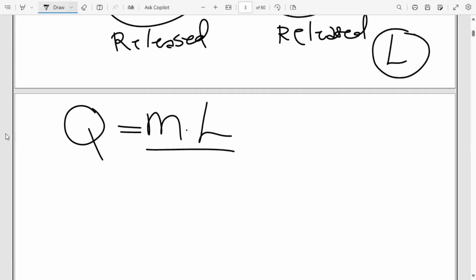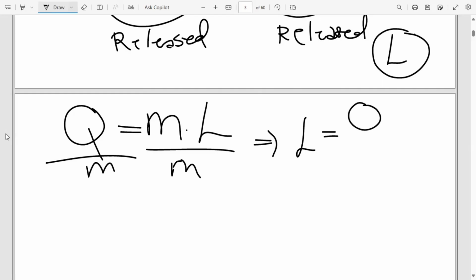And from here, we can make latent heat the subject of the formula by dividing both sides by mass, which gives us an equation that looks like L equals Q over M, where L is latent heat, Q is the amount of heat energy, and M is the mass of that substance. You can use either kilograms or grams depending on the units you've been given.